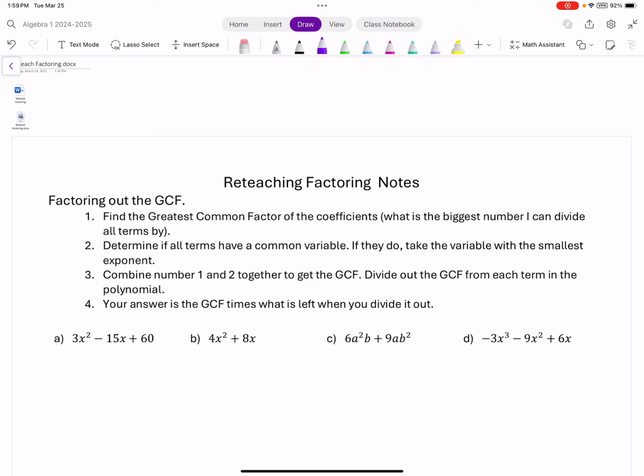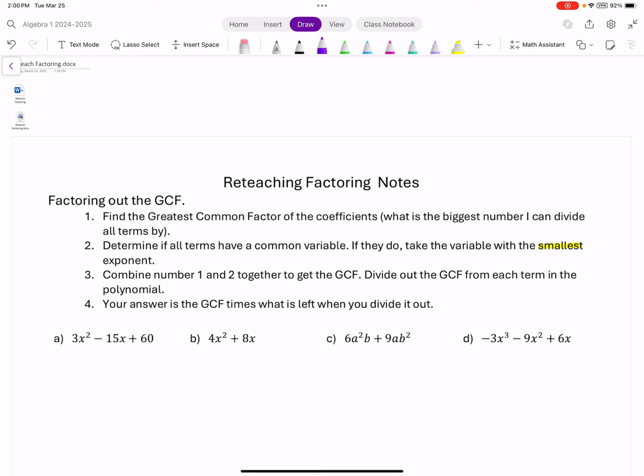The first thing we're going to do is find the GCF of the coefficients, the numbers. What this means is, what is the biggest number I can divide all of the numbers by? After we do that, we're going to determine if all terms have a common variable. If they do, we're going to take the variable with the smallest exponent. So you want to take out the smallest amount that all of them have, or the biggest amount they all have in common, which is the smallest shared variable.